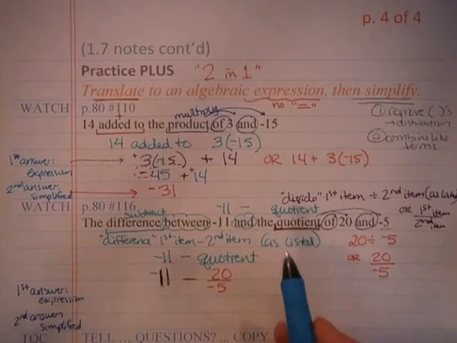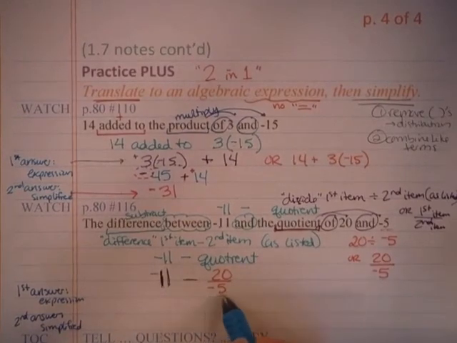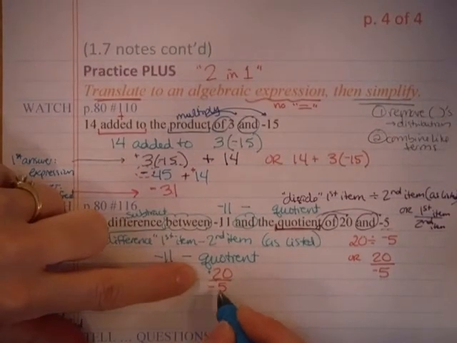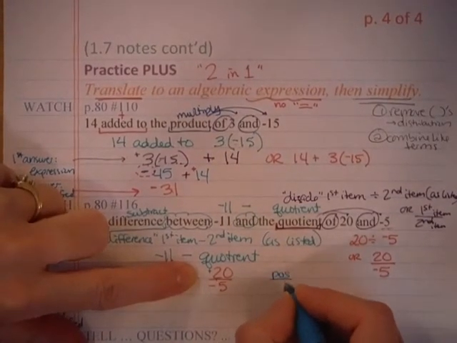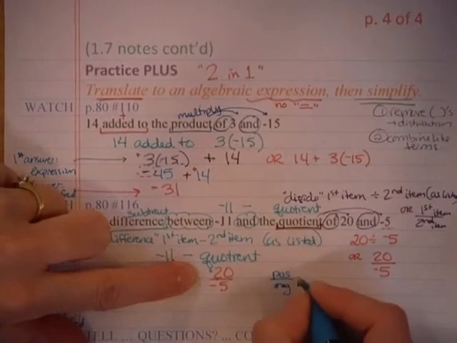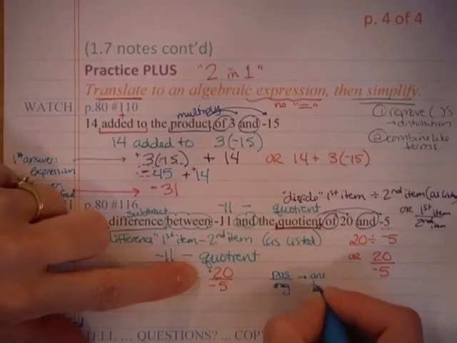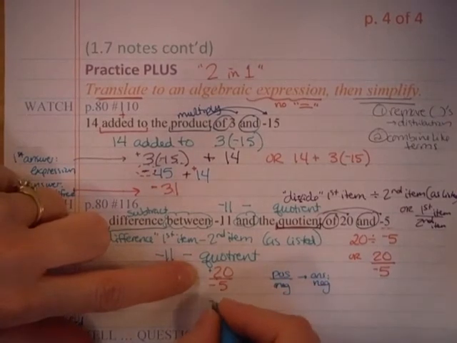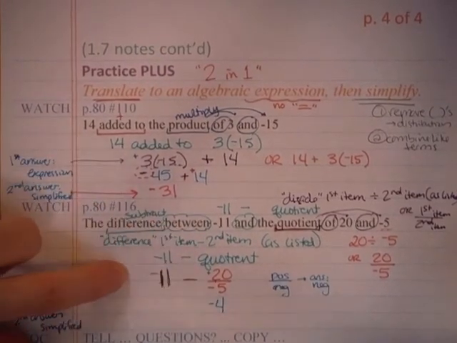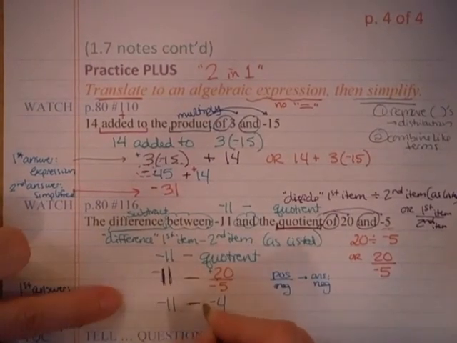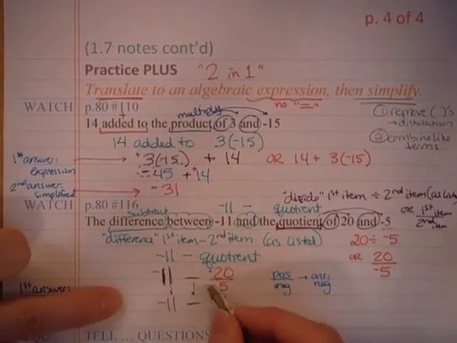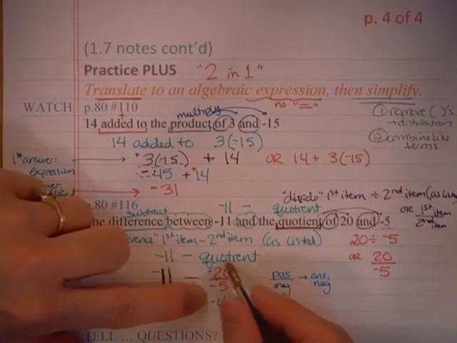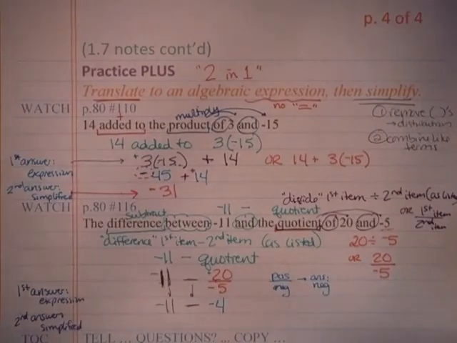Now, order of operations here says that I deal with the division first. So I've got positive 20 divided by a negative 5. So I've got a positive divided by a negative. Different signs, that answer is going to be negative. So 20 divided by 5 is 4. That creates a negative 4. And we still had the negative 11 minus. These just come straight down. All I did in that step is to come up with the answer to that division problem.